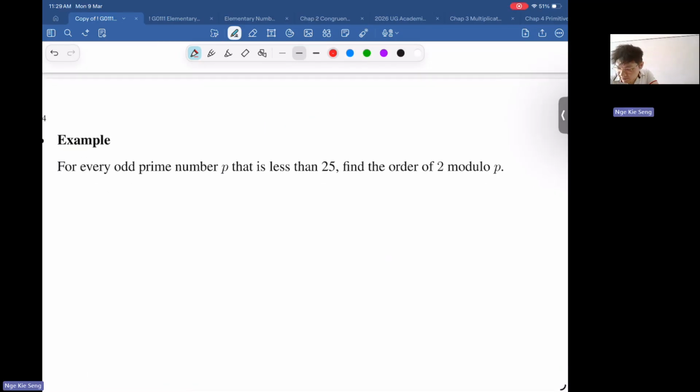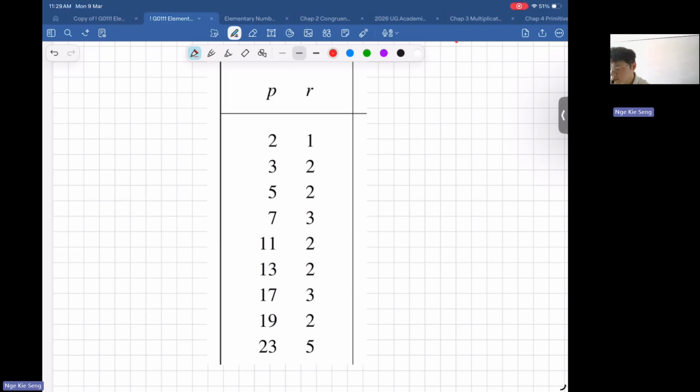For every odd prime number p that is less than 25, find the order of 2. For this case, it's the same example, really. A few of them we already know: for 3, 5, 11, 13, 19, the order of 2 should be p minus 1, because 2 is a primitive root. But for the rest, what do you expect the order of 2 to be?